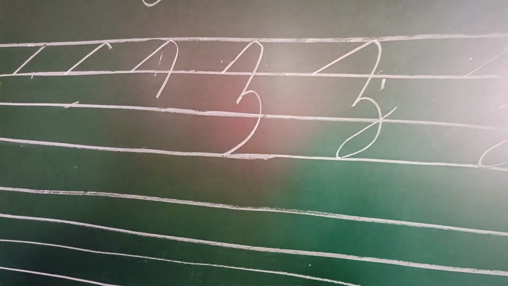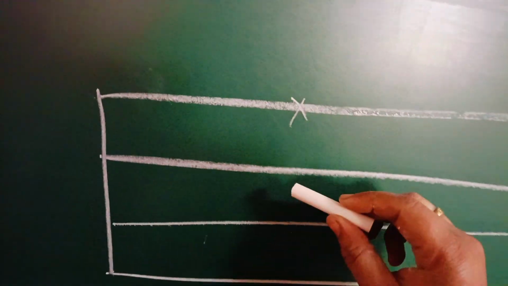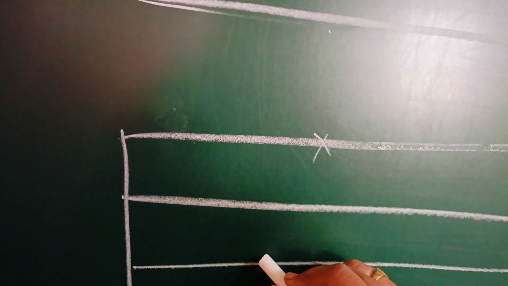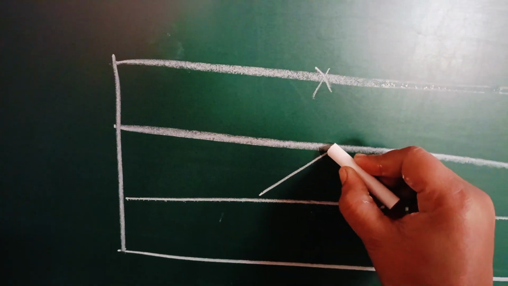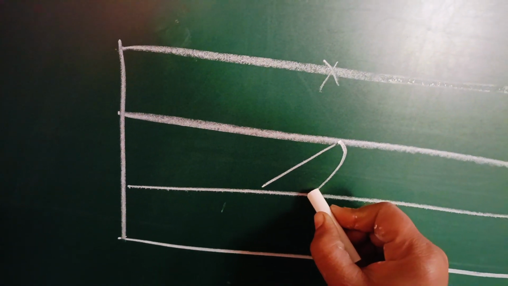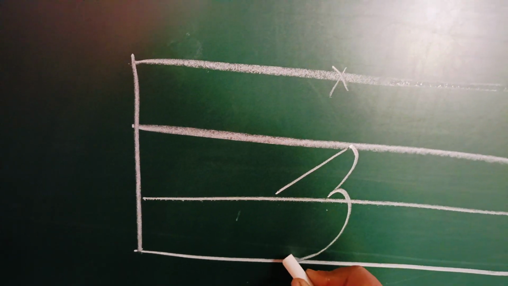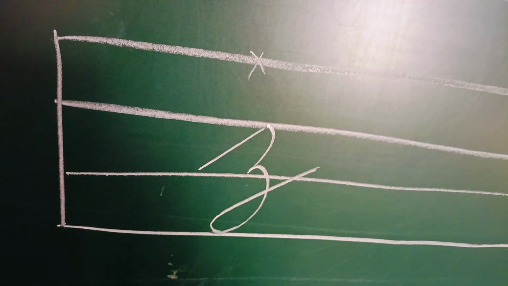In a similar way we will make the small z, but we will not use the first line. Okay, we will not use the first line. We will use the 1, 2, 3 lines. Okay, under the 3 lines we will use. Again, we will keep the pencil on the third line and come with a slant line. Make a half curve, come between the third line and make the right curve, make a loop and come out with the tail. It's a small z.